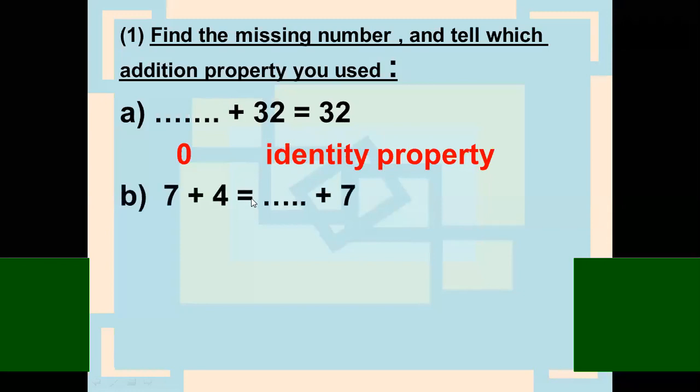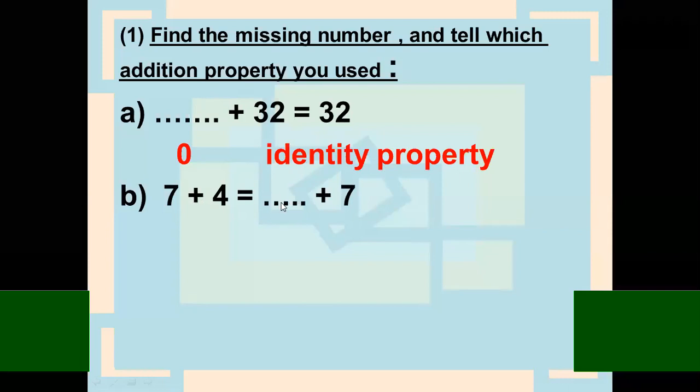Another example, 7 plus 4 equals, what is the number plus? Yes? Can you discuss the associative property because I didn't understand it very well? Okay, after I finish, I'll repeat again.